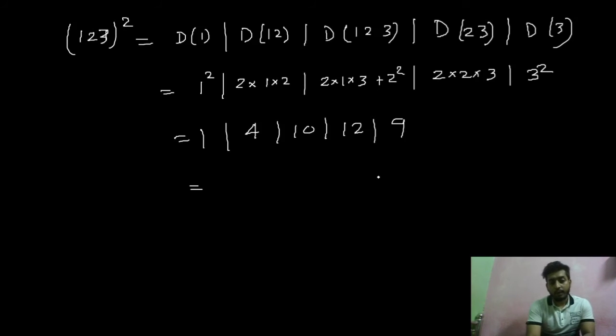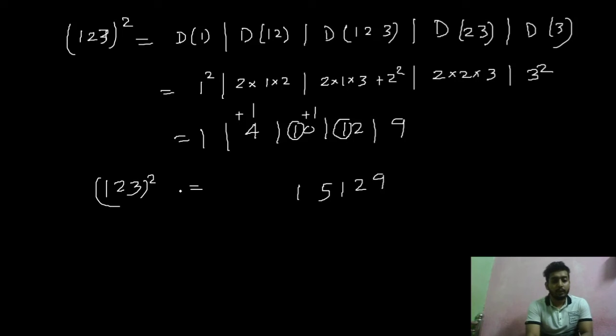So the first left number will be 9, then 2, here 1 will be carried here, that will be plus 1, then 10 plus 1 will be 11, so 1. Now again 1 will be carried here, so 4 plus 1 will be 5, now 1. So this is the answer of 123 square. 123 square is 15129. This is the square of 123.